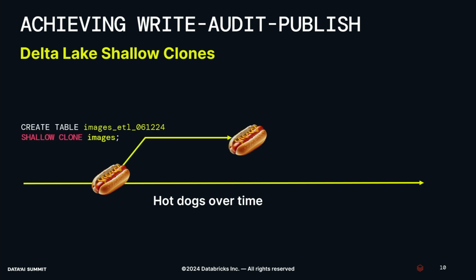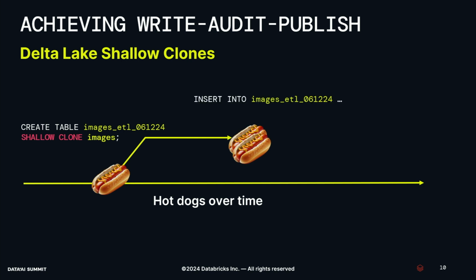I can create something called a shallow clone, which is essentially a copy of the table, but it's based on Delta's metadata to actually refer back to the data objects as they exist in my original table. So I get something that feels and behaves as if it's its own copy, but I didn't actually have to copy all the terabytes or petabytes of data that I had lying around.